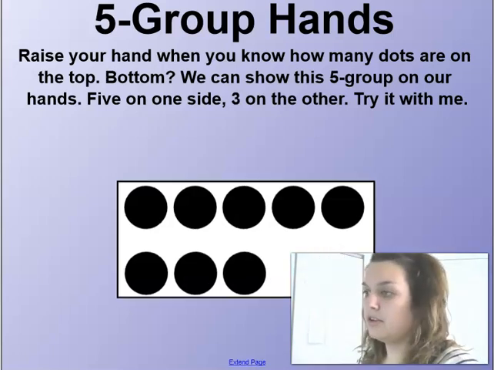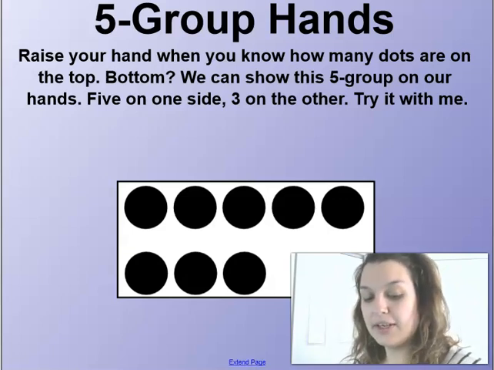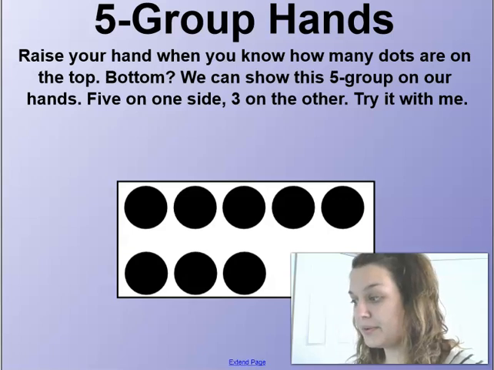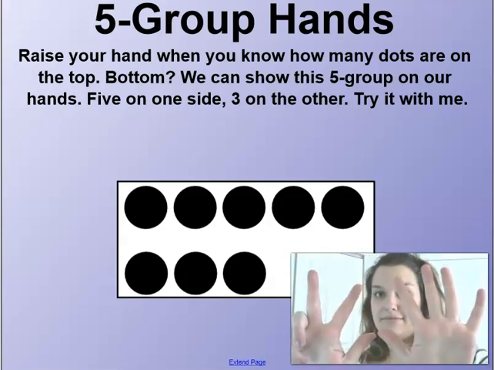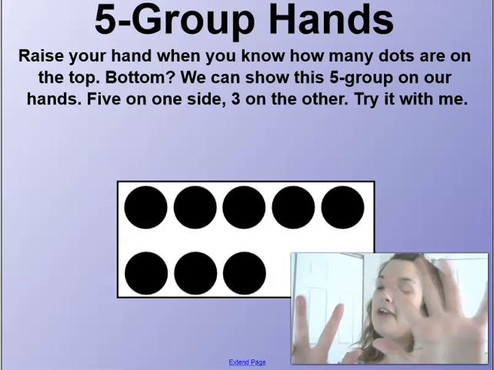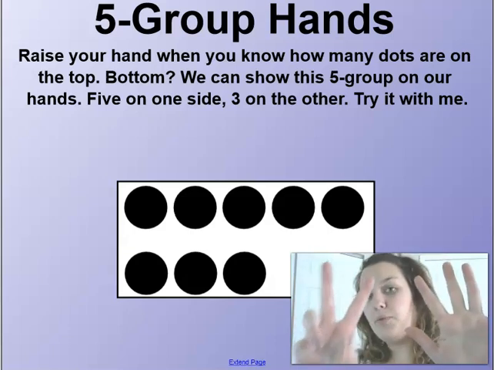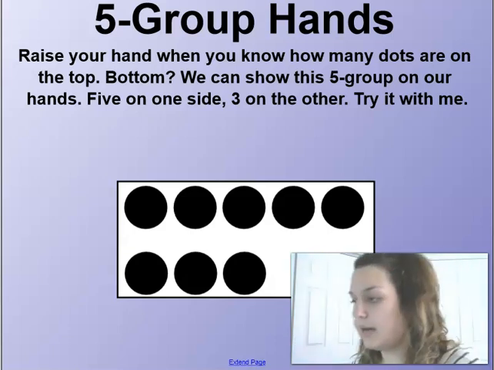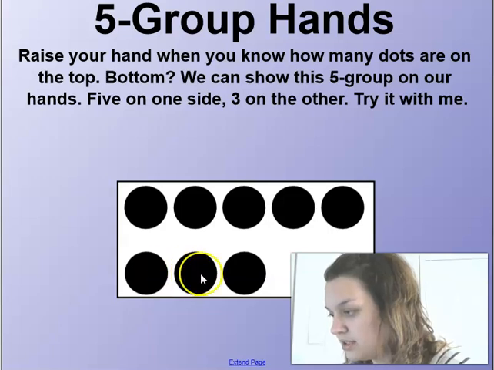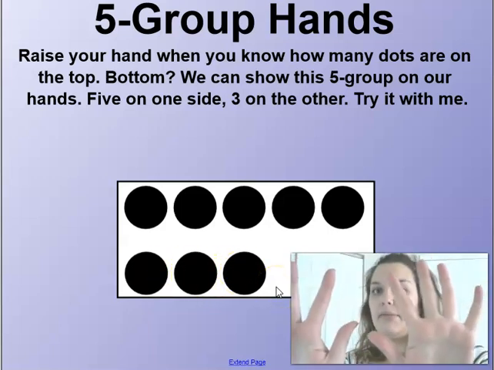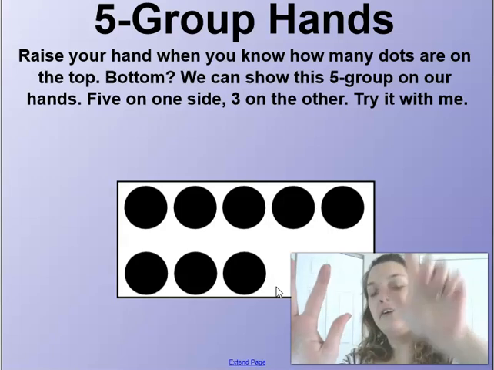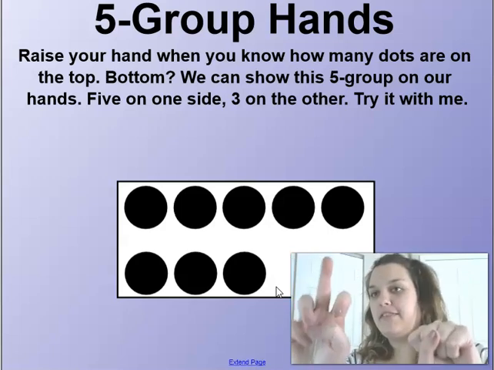Next one. Show me in 3, 2, 1, 0. That's what your hand should look like. You have 5 on the top, and then you have 1, 2, 3 dots on the bottom. I'll show you. 1, 2, 3. Let's count how many. 1, 2, 3, 4, 5, 6, 7, 8.